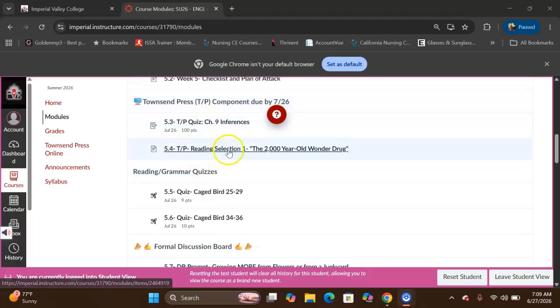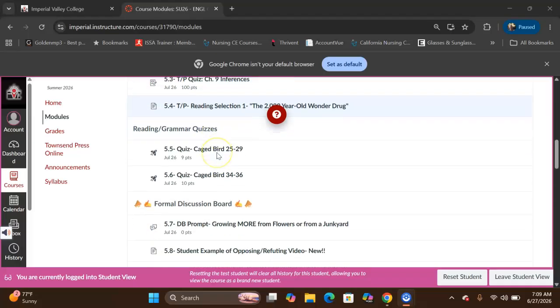Townsend Press, there are 2 assignments to do. This one here, reading selection, you're going to read a story, then answer the questions. All of the questions are like comprehension questions, but they will use all of the stuff you've learned from chapters 1 through 10. And then your final exam will be reading 3 of these selections. So, go ahead and do really well here. I just wanted to give you a taste of what your final exam will look like. And again, they're both due July 26th.